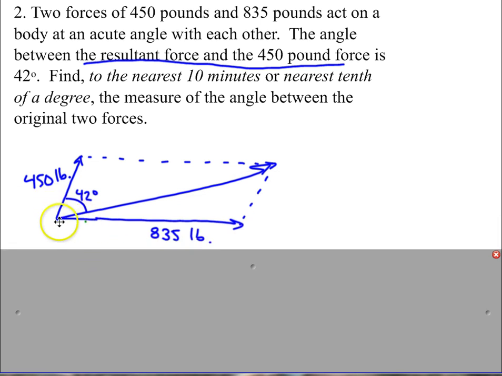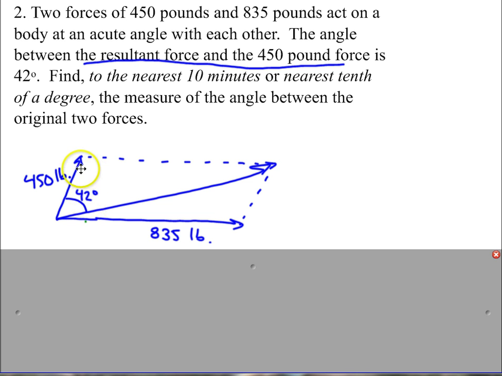We have the two forces. I tend to draw one of the forces horizontally. It's just easier for me. I make an acute angle here between the two forces, but the angle between the two forces isn't 42. The angle between the 450-pound force and the resultant is 42 degrees. So let's back up. First thing you're going to do is draw your two forces, 835 and 450. Then you're going to sketch in your parallelogram so that you can draw your resultant. Lastly, you're going to draw in your 42 degrees right here. Alright, let's label anything else we know on this drawing.